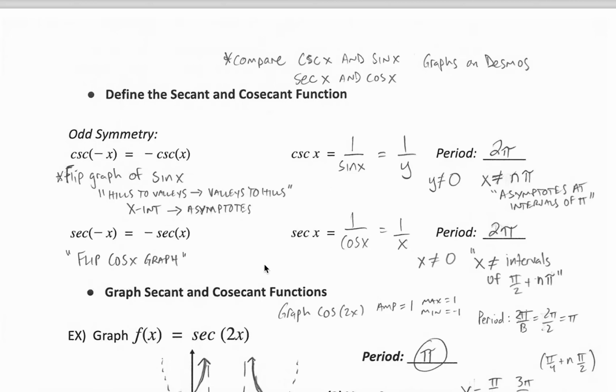Let's talk about secant. Definition of secant is the reciprocal of cosine. Cosine gives us x values. So secant would be 1 over x. So in that ratio, x cannot be 0, otherwise we're undefined.